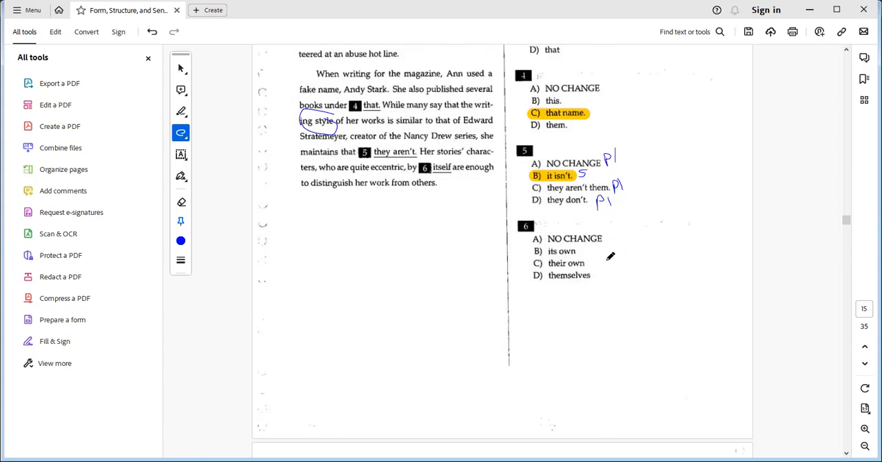Let's look at number 6. Let's find the elimination. The first one, itself singular, its own singular, their own plural, themselves plural. So no elimination here because we have 2 and 2. So let's read it. Her stories have characters who are quite eccentric, enough to distinguish her work from others. We're talking about the characters. So not their own, because this is wrong, it's going to be themselves. Themselves, plural.